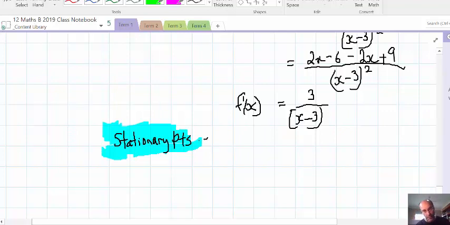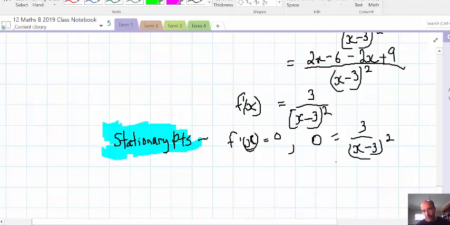Okay, fixed. Now, one of the things that we find from the derivative is the stationary points, the nature of the stationary points as well. So stationary points happen when the derivative is equal to 0. So we've got our derivative f dash of x. So let's solve that.